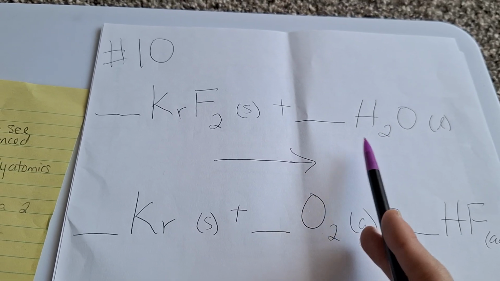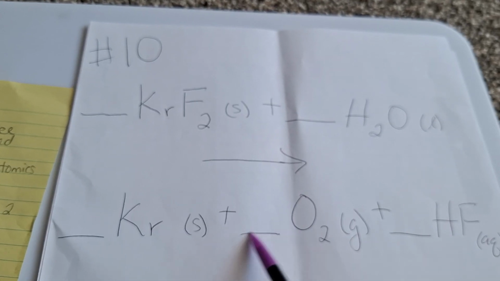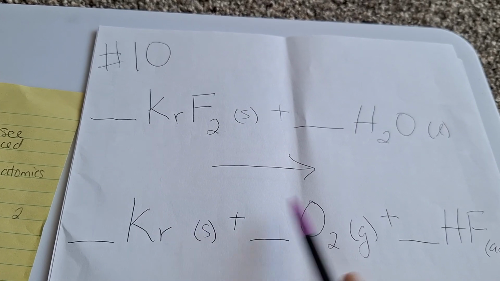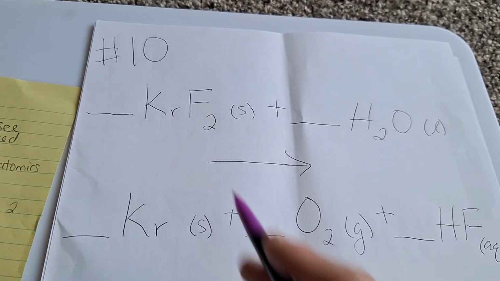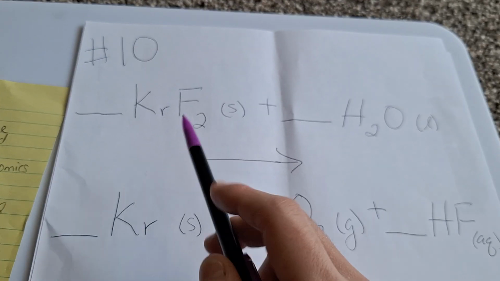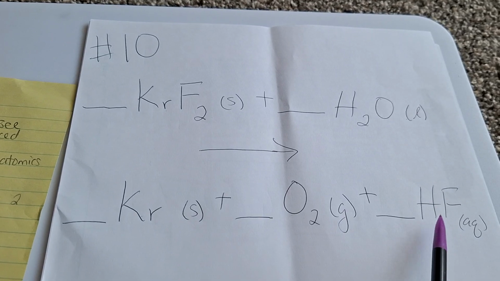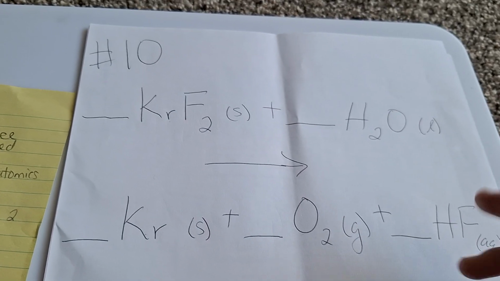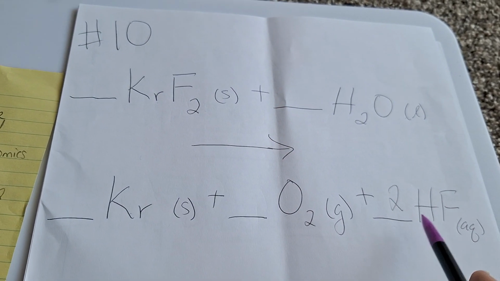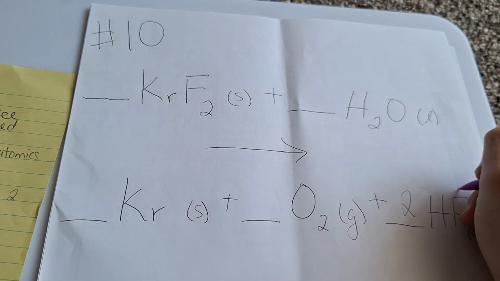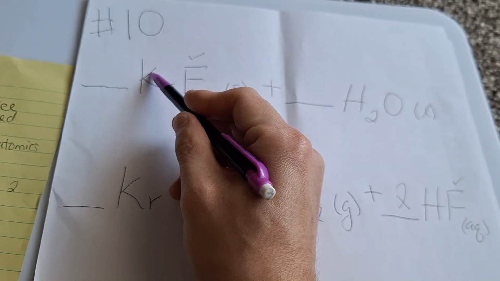Now the hydrogen is reacting and producing a different compound, but the other two are staying the same. That's a key hint for this reaction. But we need to balance. We have 1, 1. But there's 2 fluorine, 1 fluorine. Not gonna work. So let's try to balance it out with a 2. We have no polyatomics here. So now our fluorine's balanced. Our krypton balanced.